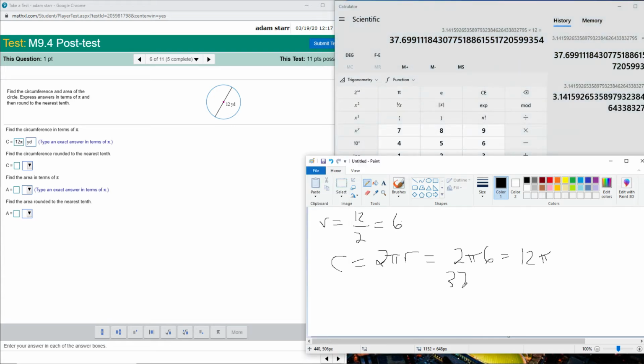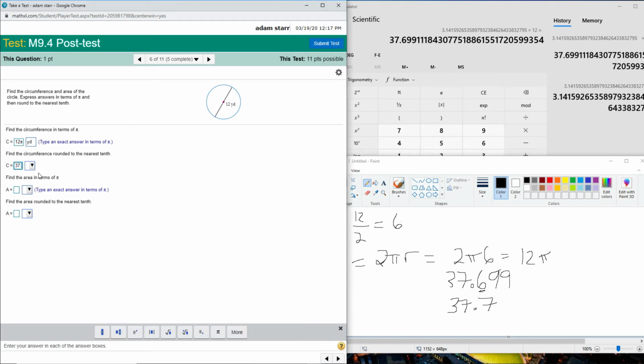I just need it to the nearest tenth. I'm just going to write the first couple digits, 37.699. There's obviously more to it, but nearest tenth is the 6. So I'm looking at the 9, which will round it up to 37.7. And this will be yards as well.